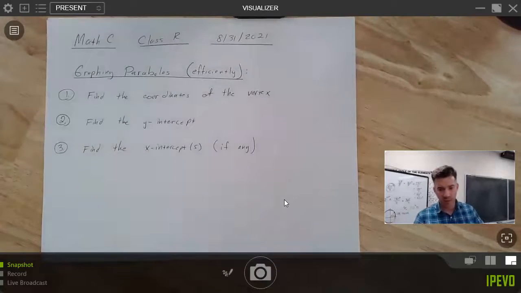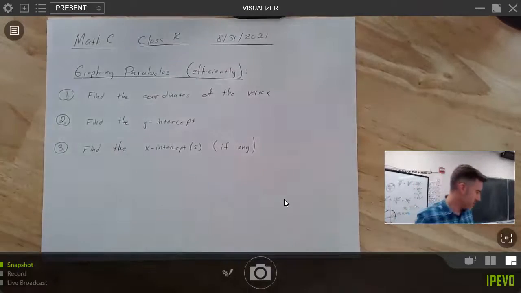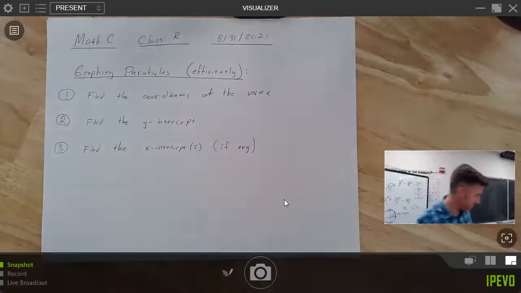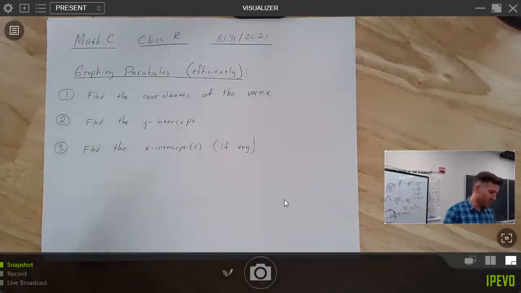So we're going to graph parabolas in what I consider to be the most efficient way, just like graphing lines. We plot 2 points, we draw the line through, and we plot specifically the x and y intercept. We're going to do a similar thing for parabolas.